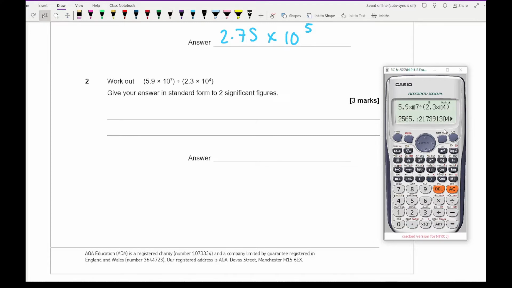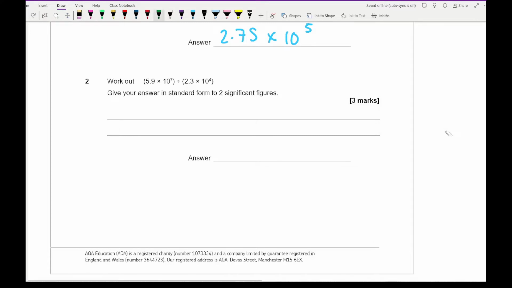So writing down the answer, we're going to have 2565.217. Now this to 2 significant figures is rounding this number to the nearest 100. So it's going to be 2,600, and then we want to write this in standard form. So that's going to be 2.6 times 10 to the power of 3.